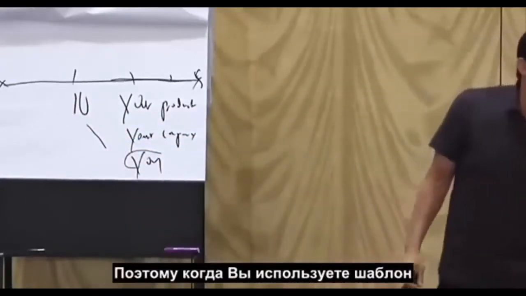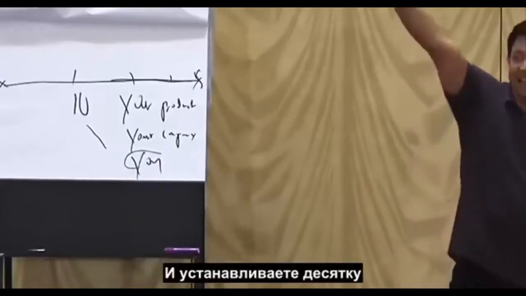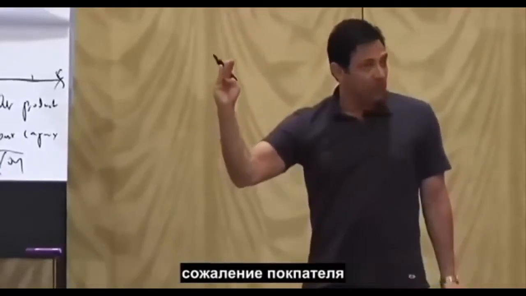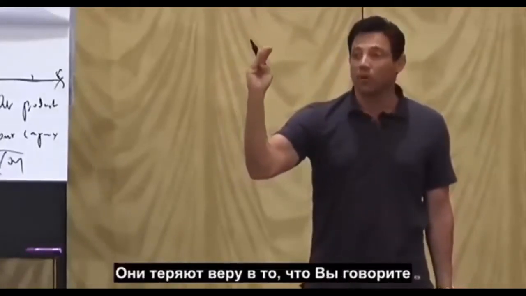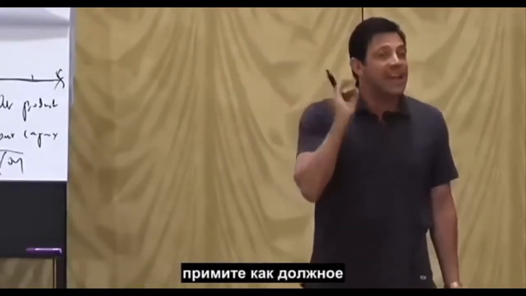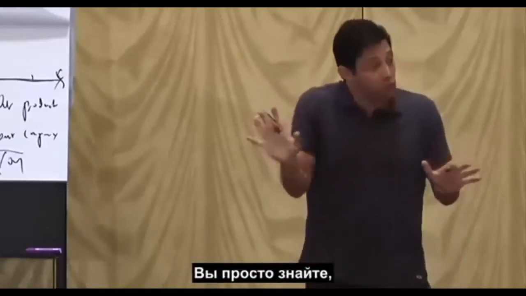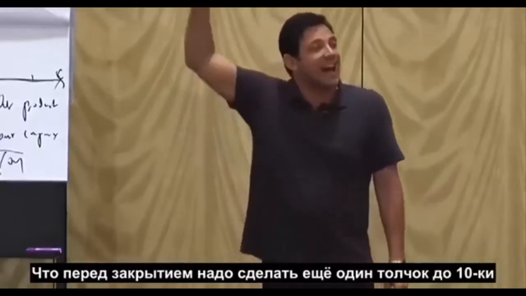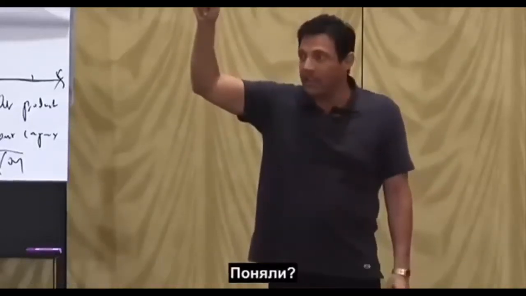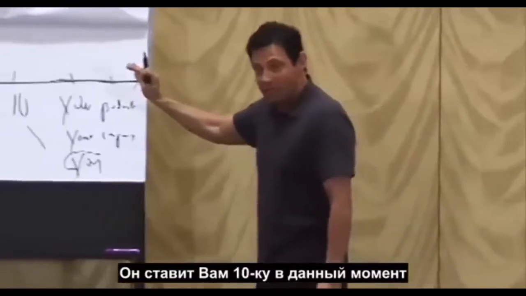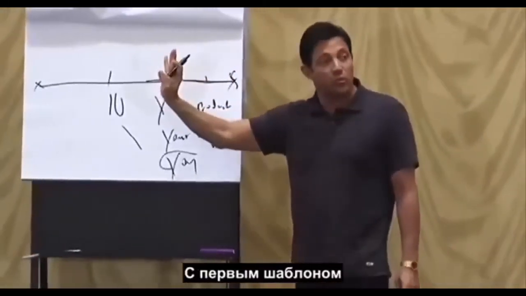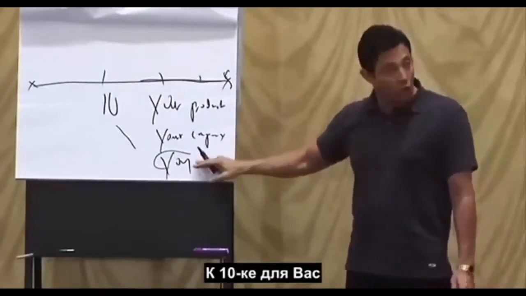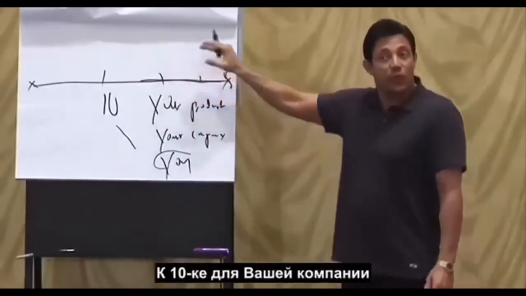So what happens is when you run a pattern on somebody, you get them to a 10 in the moment, and a second later they start to go down. Buyer's remorse. They lose belief in what you're saying. That's how humans are. Take this for granted. No problem. You just know that before I close, I've got to do one last notch up back to a 10. You get that? So you get into a 10 in the moment with a pattern. You move forward. You get into a 10 for you. You get into a 10 for your company.